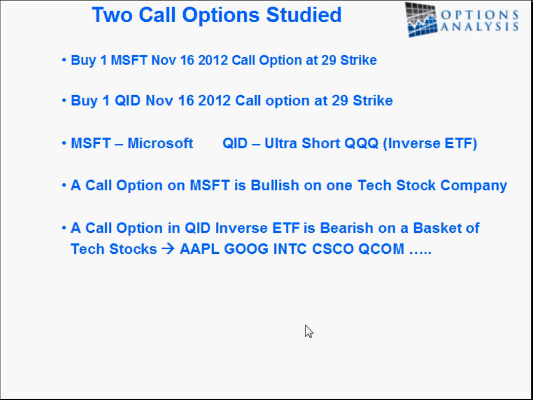The call option makes money if you're bullish on Microsoft. The QID inverse ETF makes money if you are bearish on tech stocks. So it's sort of an inverse to the tech stocks, which include a basket of tech stocks shown there.